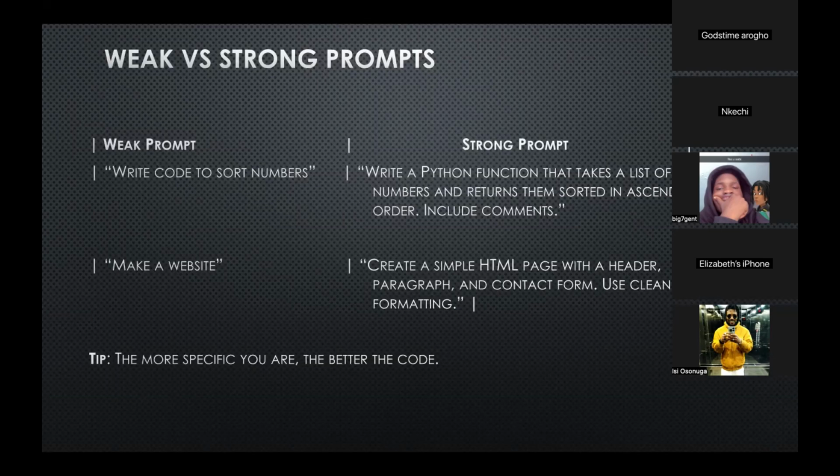Instead, a strong prompt looks like this: "Write a Python function that takes a list of numbers and returns them sorted in ascending order. Include comments." And you can also add other characteristics, other features you want it to have. Maybe sort the numbers, also sort them according to area code or something like that.